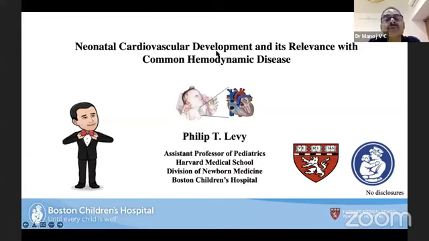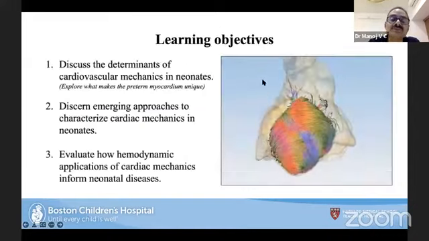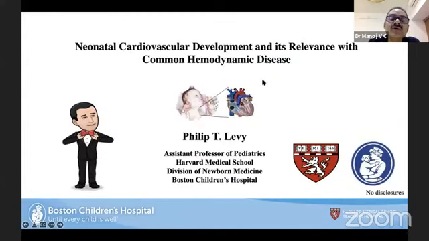His work is part of an international collaborative that was established to examine emerging non-invasive measures of cardiac function and pulmonary hemodynamics in large preterm birth cohorts to define physiological and pathologic patterns of postnatal cardiac adaptation. Today, he is going to explore how neonatal cardiovascular development plays an important role with common hemodynamic conditions including neonatal encephalopathy, infants of diabetic mothers, and PDA.